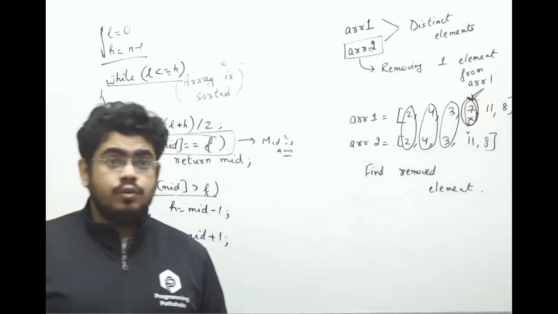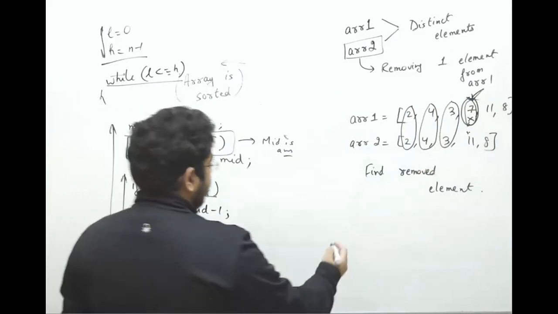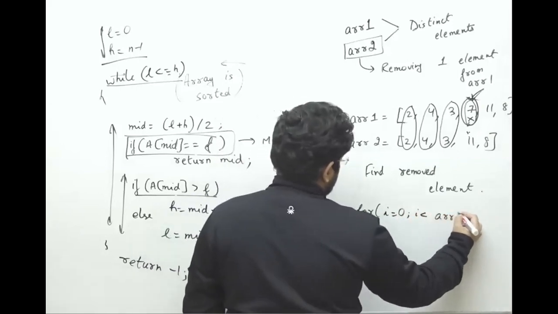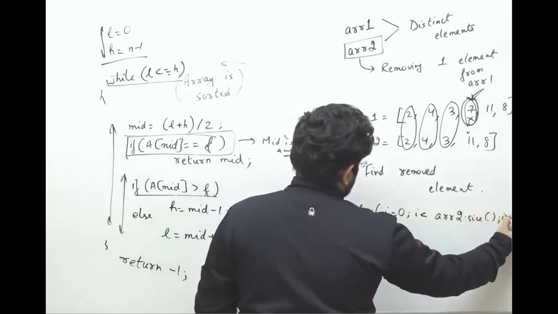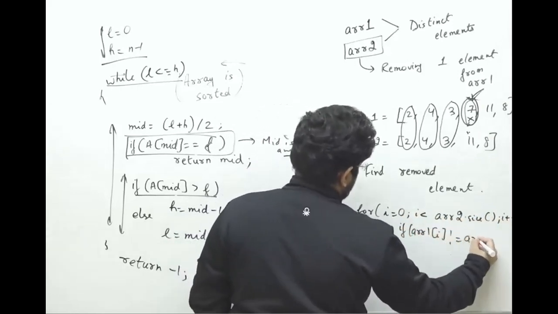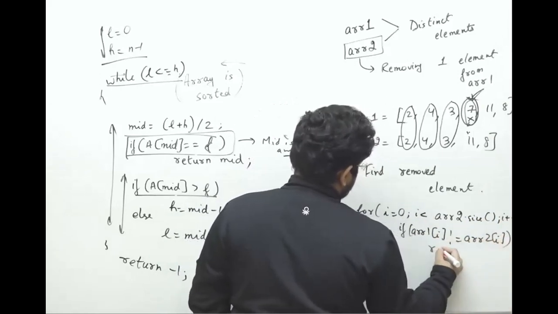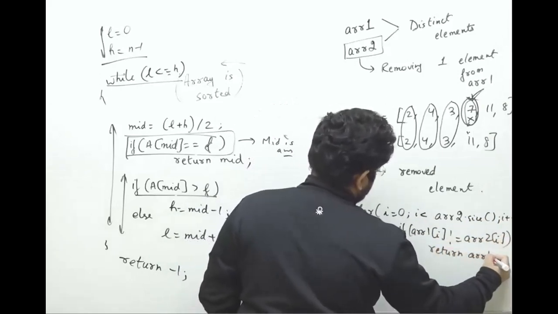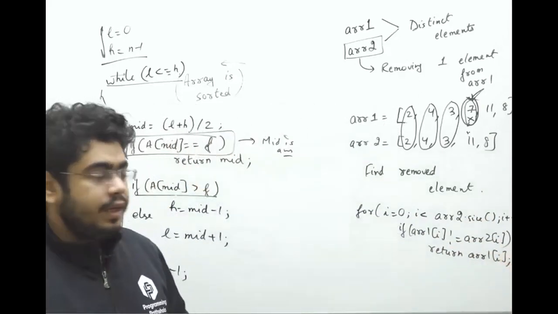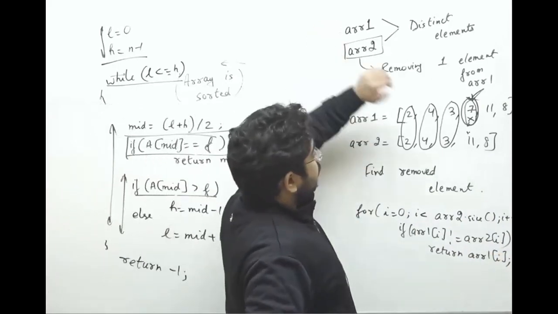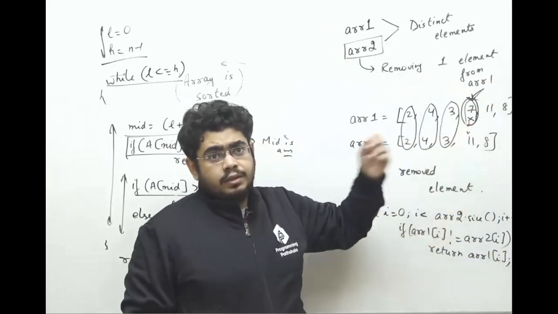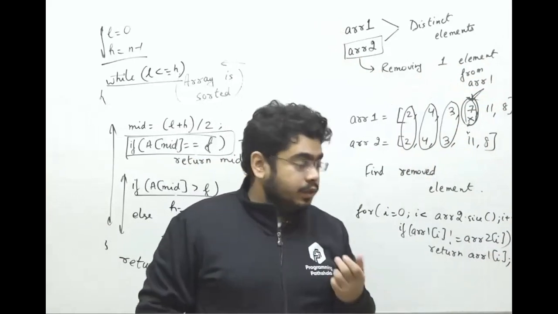Can I say that? Yes or no? It could simply be for i equal to 0, i less than array 2 dot size, i plus plus. If ever array 1 of i is not equal to array 2 of i, that means array 1 of i was removed. Yes or no? Order will be same, right? What did I say? Array 2 will be formed after removing an element from array 1. So if I remove this, this is what will be there, right? Yeah. So order has to be same.